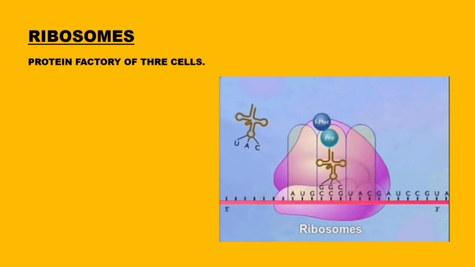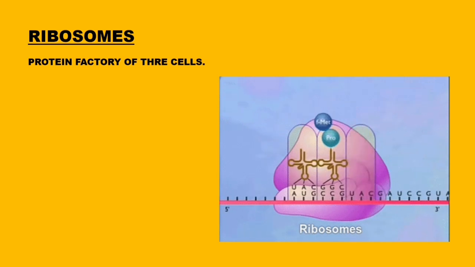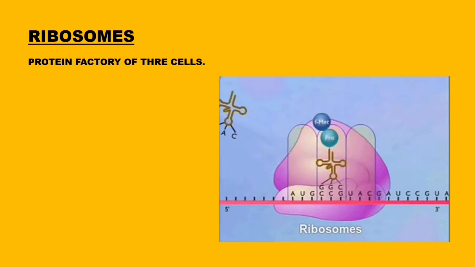Ribosomes. These are small non-membranous RNA protein complexes which are necessary for protein synthesis, and it is also called the protein factory of the cell. It is a small granule-like structure found attached to the endoplasmic reticulum or in a free state. It is made up of ribonucleic acid, RNA.